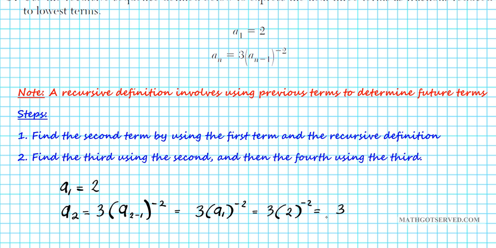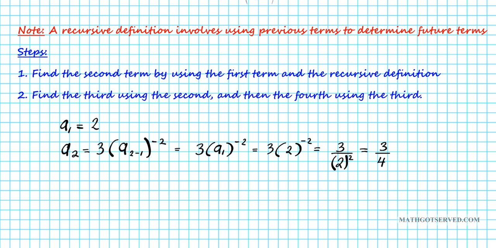Now using the reciprocal property of exponents, this becomes 3 over 2 to the second power. If you flip the sign of the exponent, then you have to reciprocate the base. All right, so we have it like that. And then if you simplify, you have 3 over 4. That is A2. All right, let's go ahead and find A3.